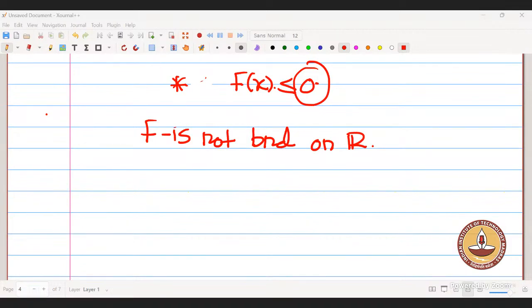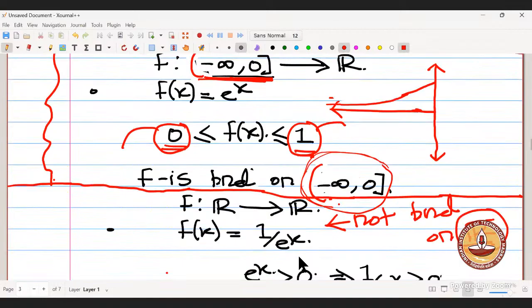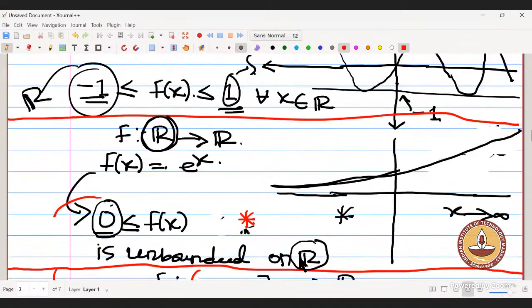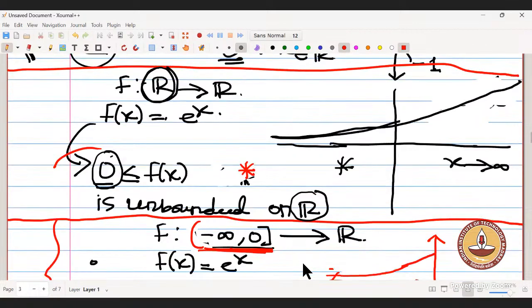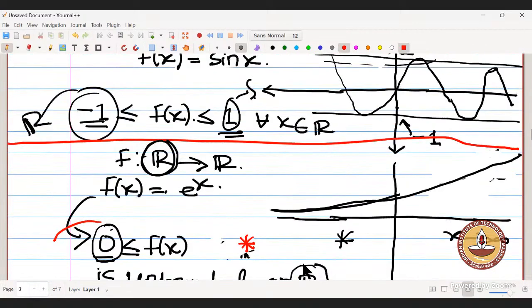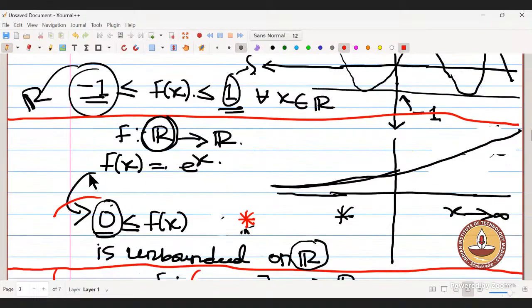Sir, in the previous slide, this one, e to the power x. Here, the lower bound is not defined, right? In e to the power x? No, the lower bound is defined. It is zero. If I consider this function, f of x is always greater than or equal to zero, right? So that means I have a lower bound.